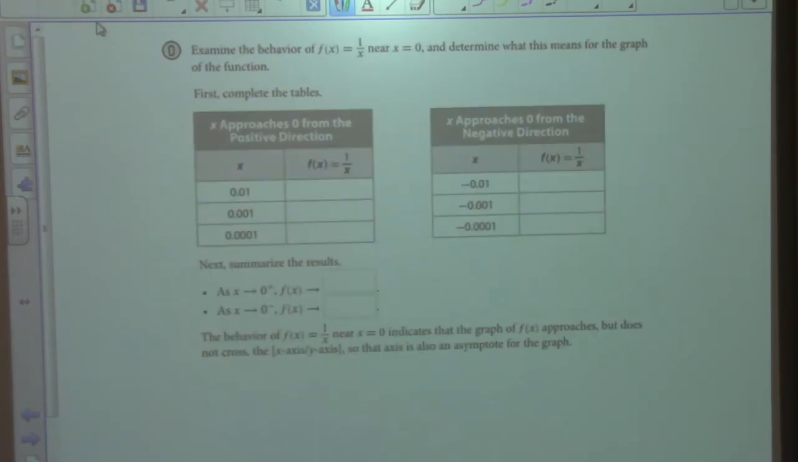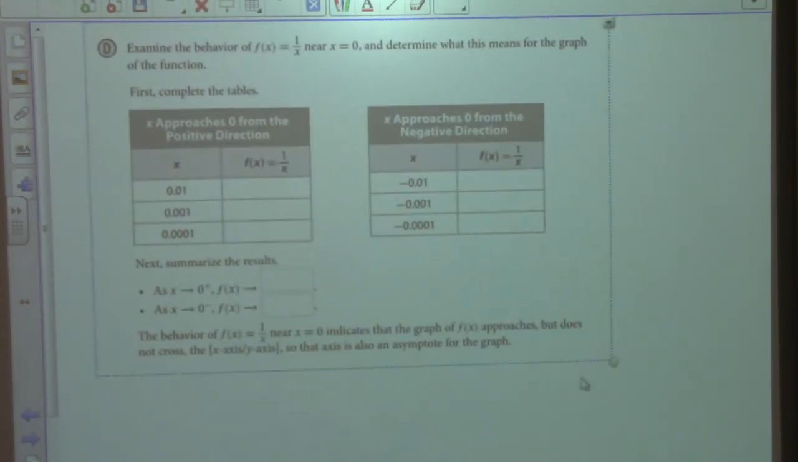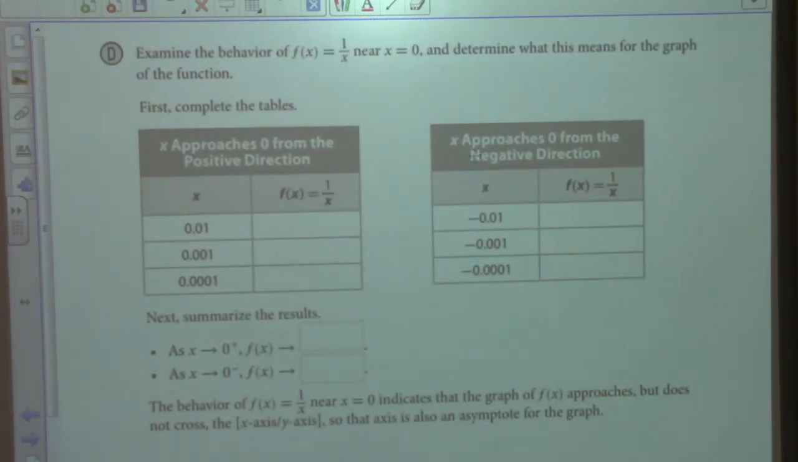Okay, next we have another situation. We've already examined end behavior, and now we're examining as x approaches another number, not infinity, not negative infinity. In this case, we're approaching 0. I'm going to try to make this a little larger. Do you see where it says, as x approaches 0, and there's this plus sign up here? That means as x approaches 0 from the right.